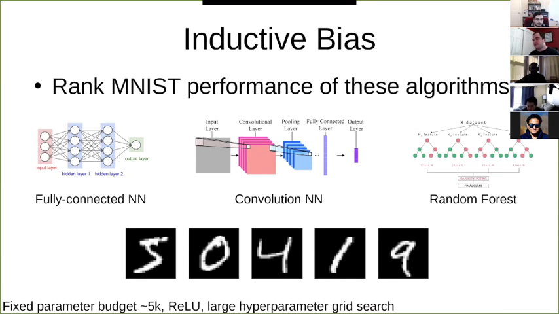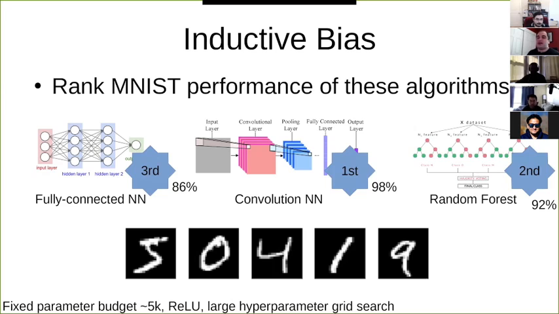Okay, so turns out if you go and you do this, the convolutional neural network, it was designed for exactly this problem. It can get almost 98% accurate. Surprisingly, random forest, our old school ML model, outperforms the fully connected neural network with a score of 92% to 86%. The reason that the random forest model outperforms the fully connected neural network is because of inductive bias.